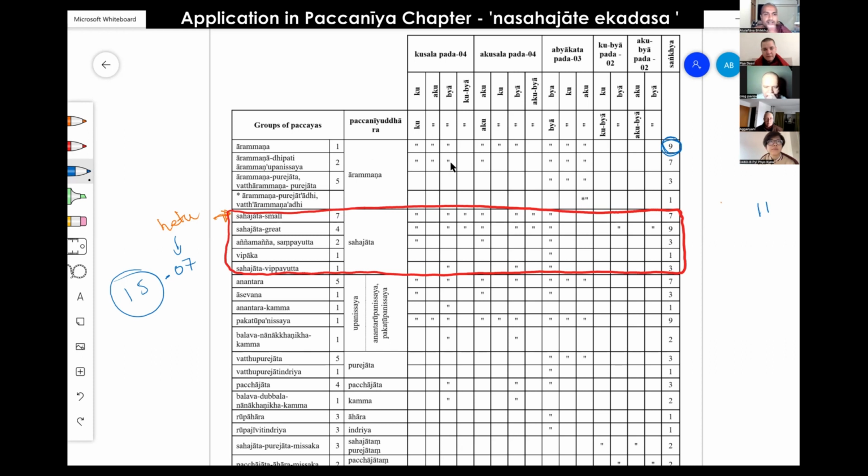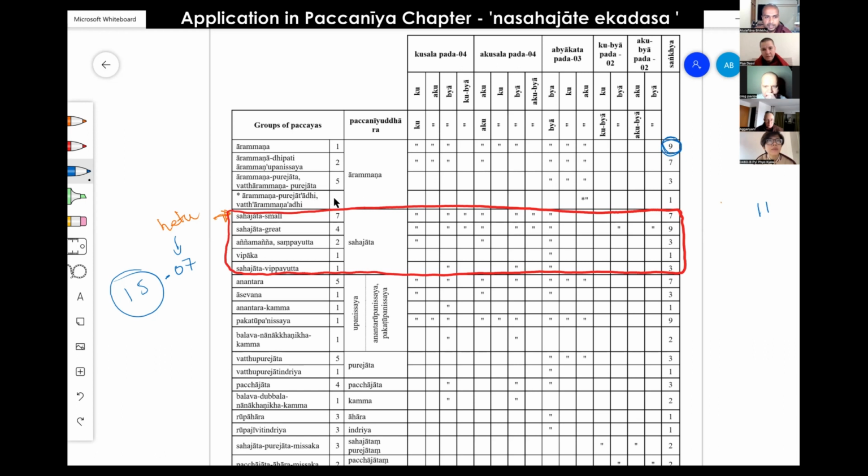So considering this 9 as the basis, we'll see what are the additions, what are the changes. In the ārammana group, the 7 vissajjanas are included here, right? The same with here also, right?